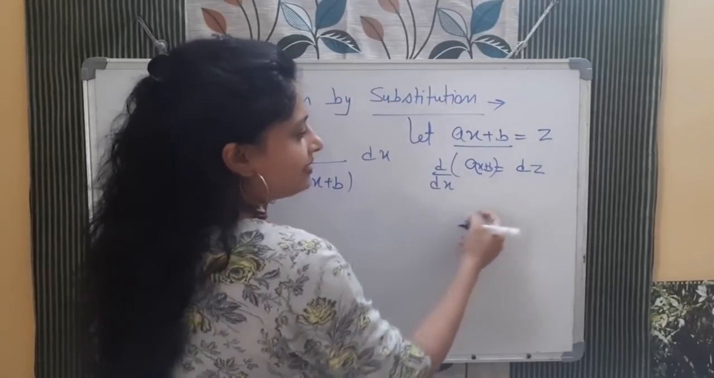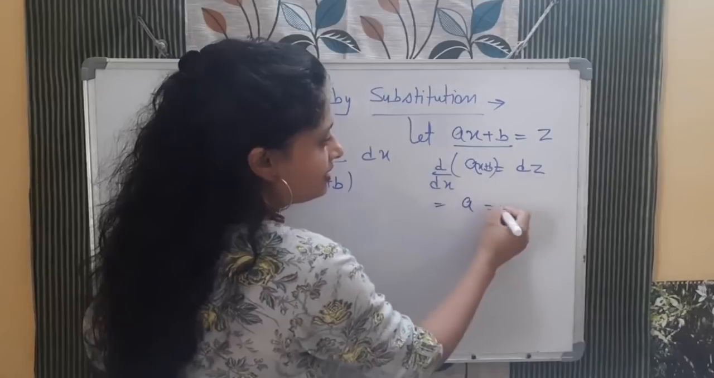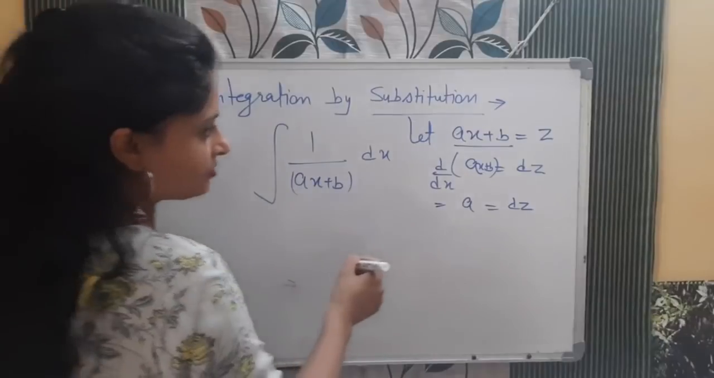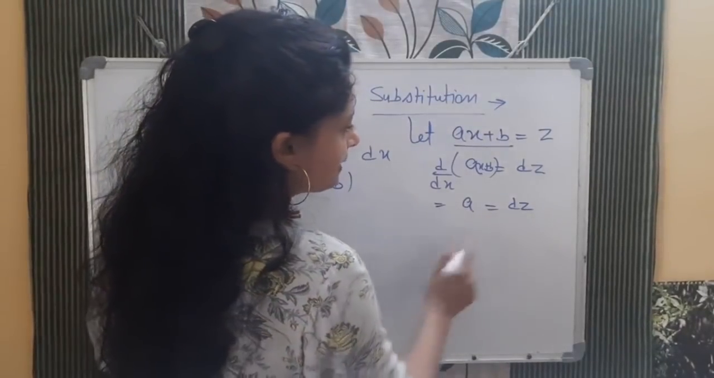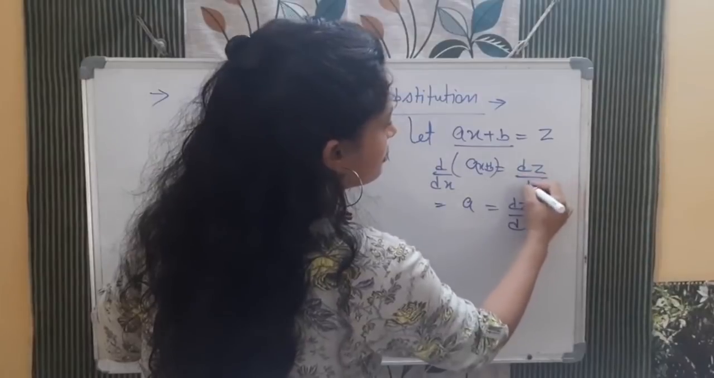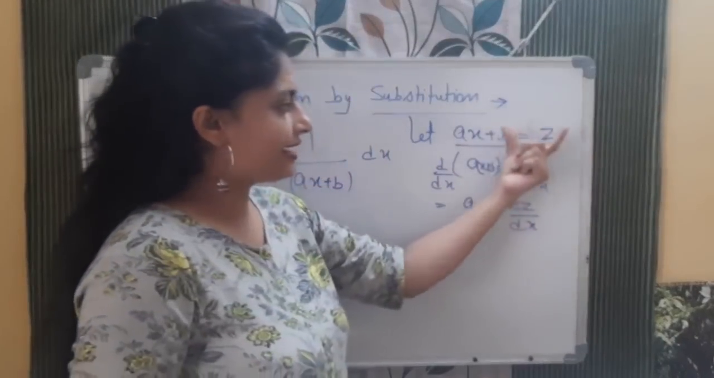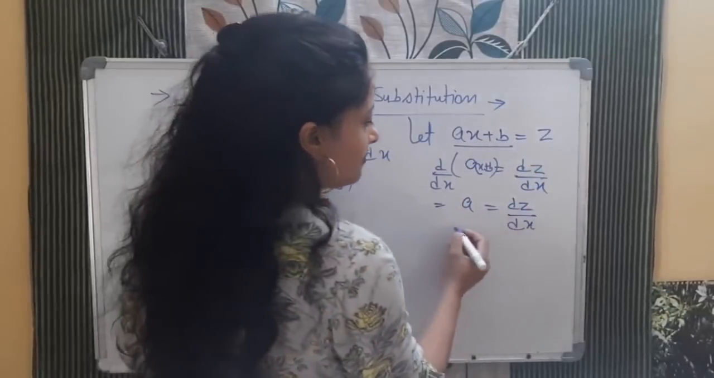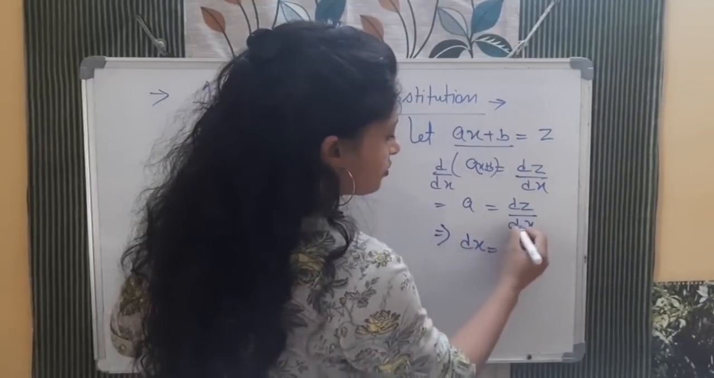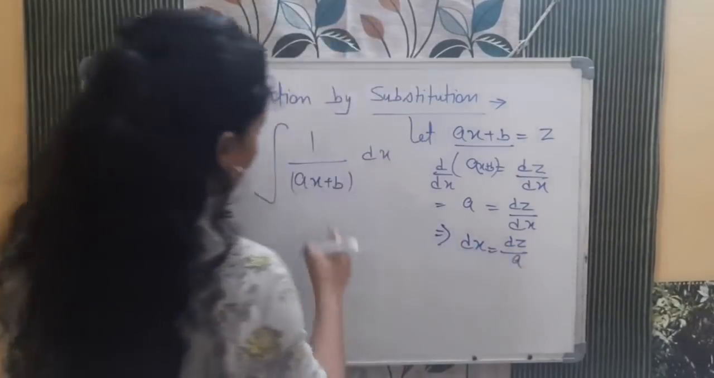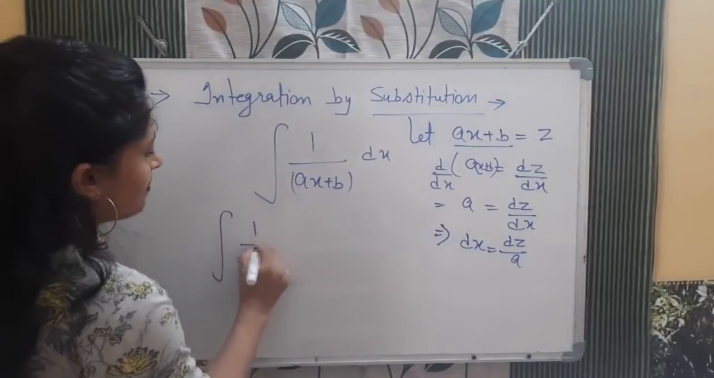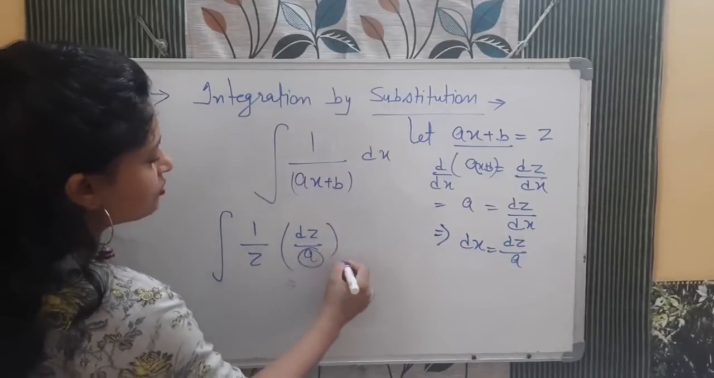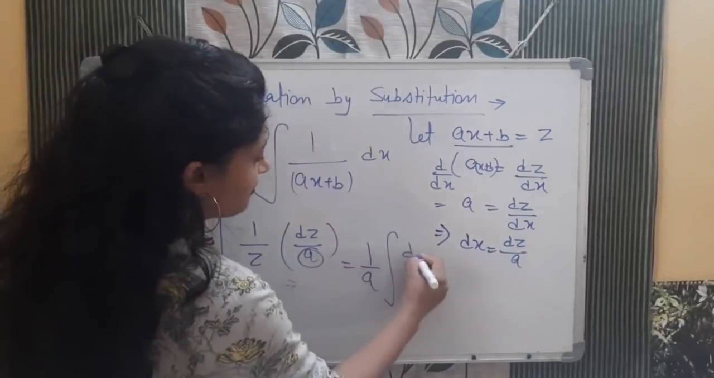So what will happen here? dz, so it will be a only, is equal to dz. So when we put the value here, in place of dx what will we write? dz by dx. We have to differentiate with respect to x. We will differentiate both sides with respect to x. This side it will be a only, this side will be dz by dx. So if we put in place of dx, what will it become? dz divided by a. So put this value here. Now when we put 1 by z, and in place of dx we can put dz by a. Now a is what? Constant. So we can take it outside, and what will be left? dz by z.